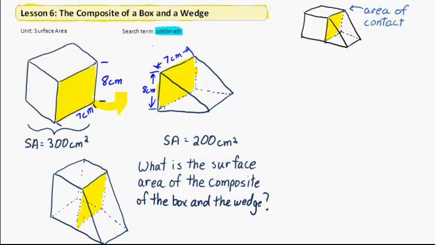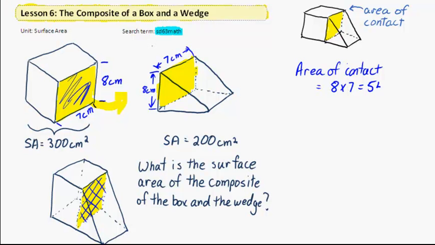I can say one thing. It has to be less than 300 plus 200 because some of what was on the outside is now on the inside. The part of the surface area that we have lost is the area of contact. The area of contact can be found simply by looking at the two shapes, 8 by 7. 56 centimeters squared.